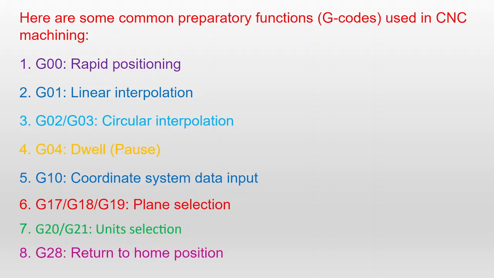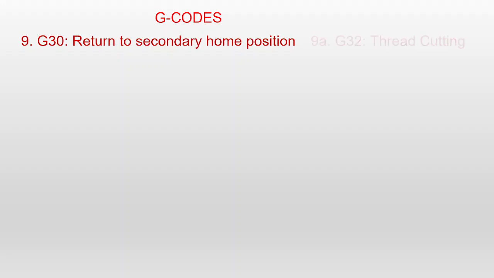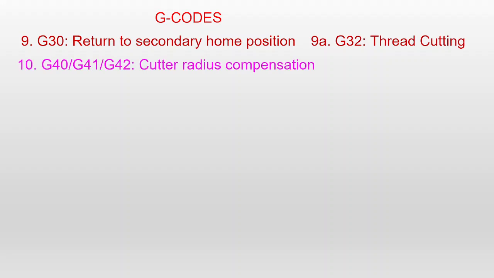G28, return to home position. G30, return to secondary home position. G32, thread cutting. G40 or G41 or G42, cutter radius compensation.